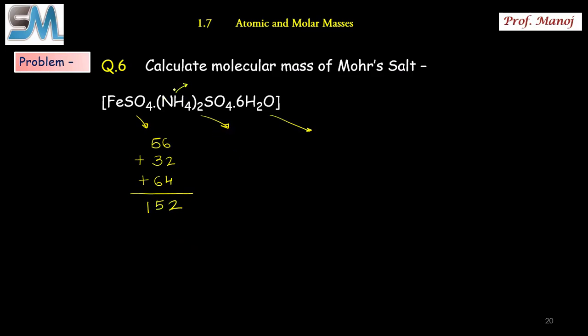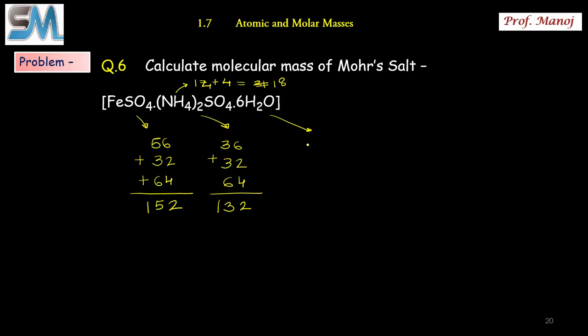Now think about NH4. Nitrogen is 17. Hydrogen is 4. So this becomes 21, 17. I am so sorry. Nitrogen 14 plus 4. That makes it 18. Outside multiply by 2. That makes it 36. Sulfur 32. Oxygen again 64. So this is 36 plus 32 plus 64. That's 132.